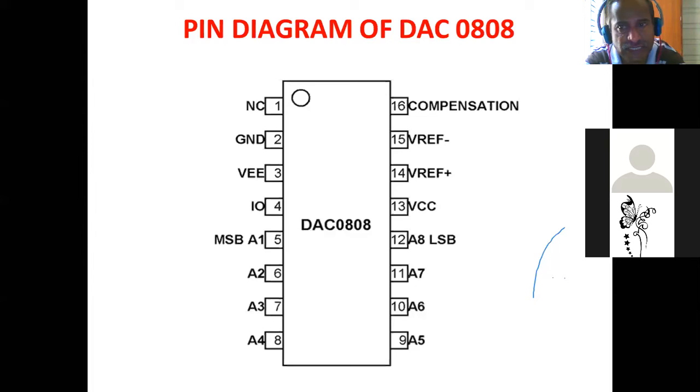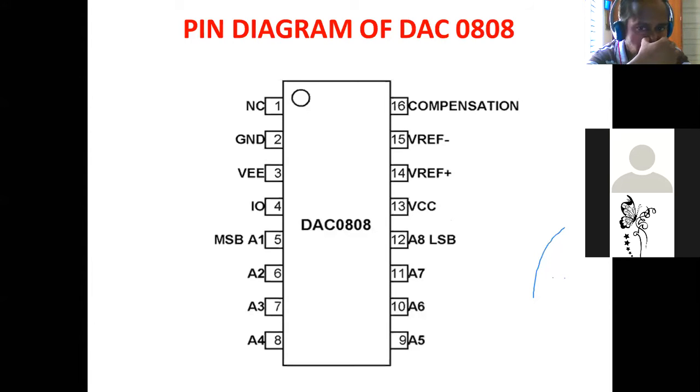These are the digital input signals applied to the IC. This digital signal is to be converted into an analog signal. A8 accepts the LSB and A1 is the MSB. Then pin number 13 is VCC. We require plus 5 volts.